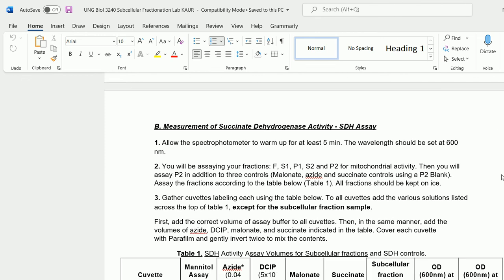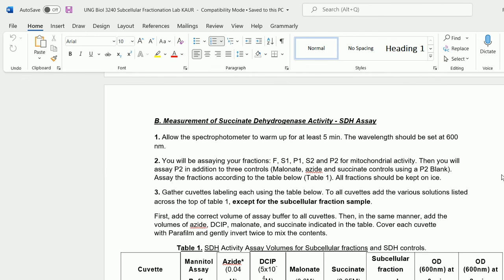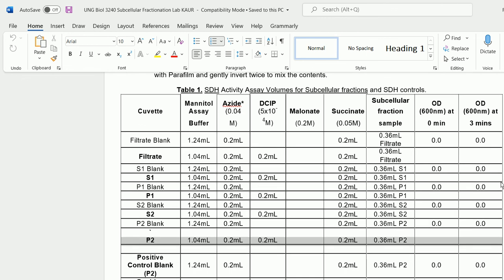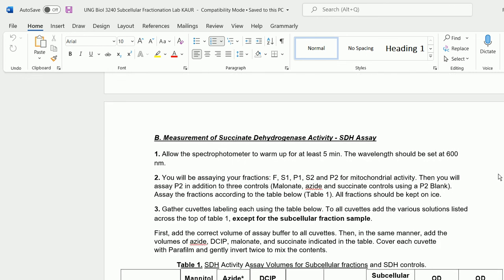Now we have 5 fractions with us. We have F, P1, S1, P2, and S2. Now what we have to do is the SDH assay. For that, this table is given. And remember that the wavelength which you have to measure is 600 nanometers. So your filter should be on the right side, and you have to warm up the spectronic.